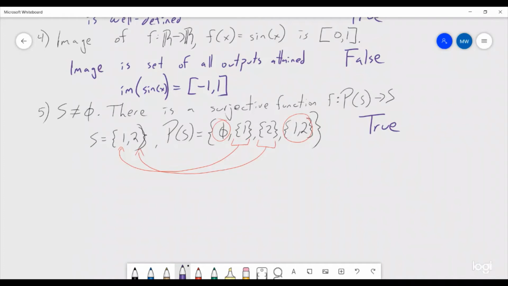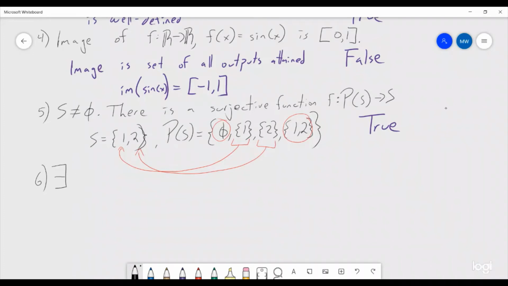Does that make sense? Yeah, it does. I'm just writing down something. Okay.